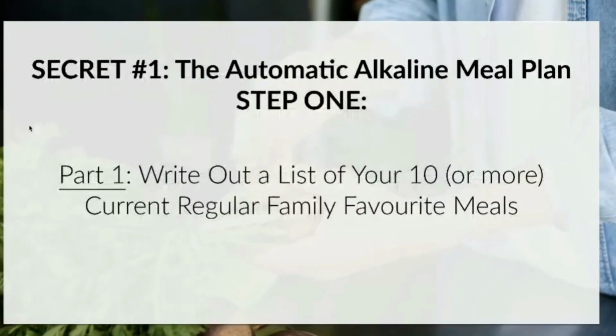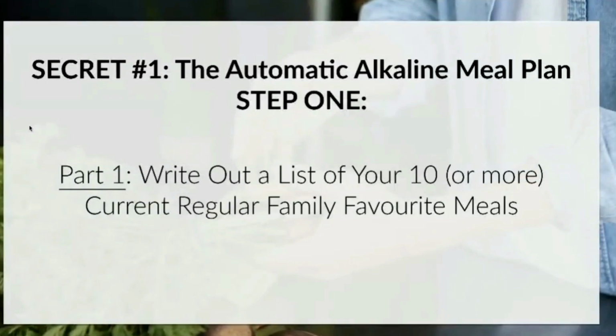Step 1 of the automatic alkaline meal plan. What I want you to do is write out a list of your 10 or more current family favorite meals. Okay, the meals that you default to, your safe bank of meals, that when you're thinking at night, oh, what are we going to have for dinner? These are the meals that pop into your head.